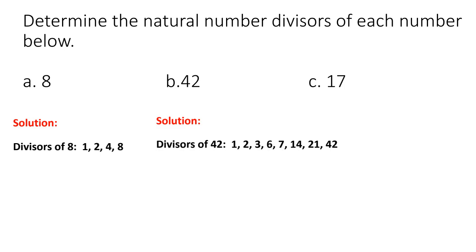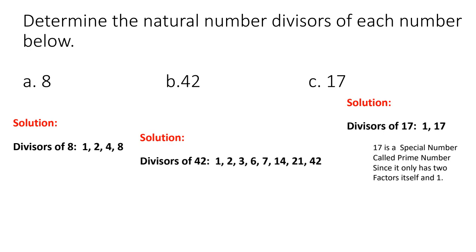Notice how there's a jump. Once you get to half of the number, like 21, there are no others. So that's a simple way of looking for those numbers. And the last one, 17. 17 is actually a very special number because it only has 2 divisors, which are 1 and itself. So these are what we call the prime numbers.